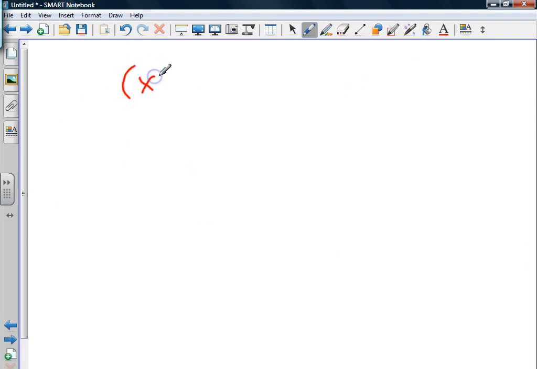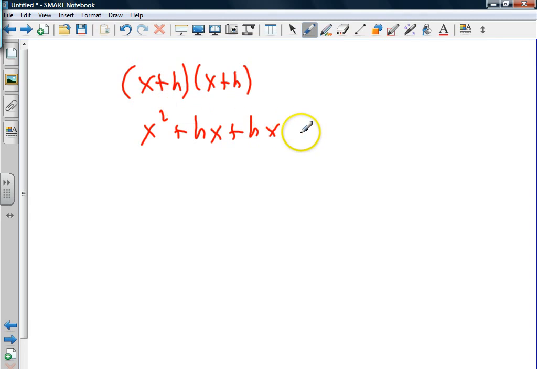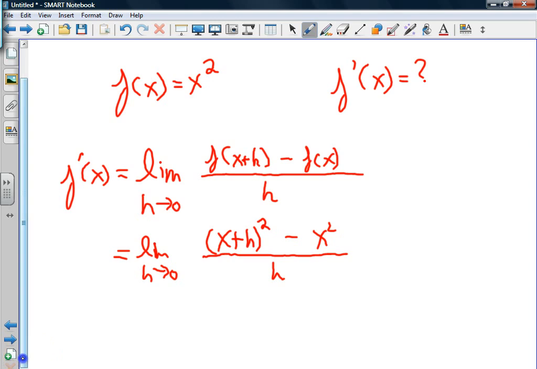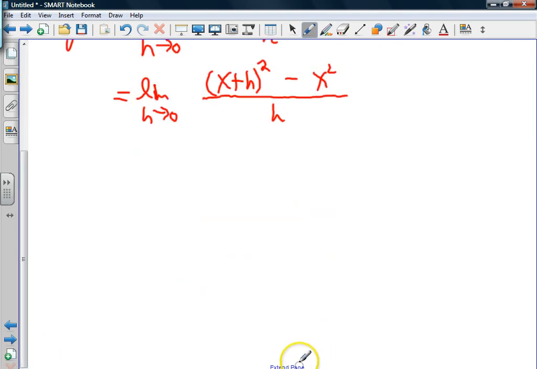I got x plus h squared means x plus h times itself. All right, so x times x is x squared. X times h is hx. H times x is again hx. And h times h is h squared. All right, we call this FOIL a double distribution. Distribute the x twice, distribute the h twice. And yes, you do get 2xh or 2hx in the middle. All right, good. Let's go back and let's continue where we left off.